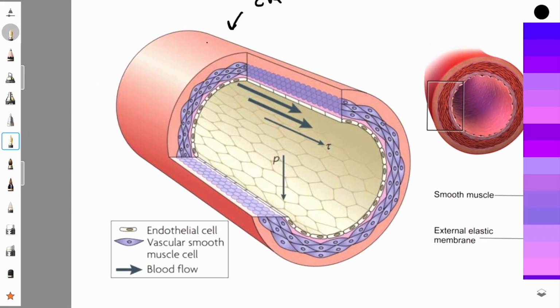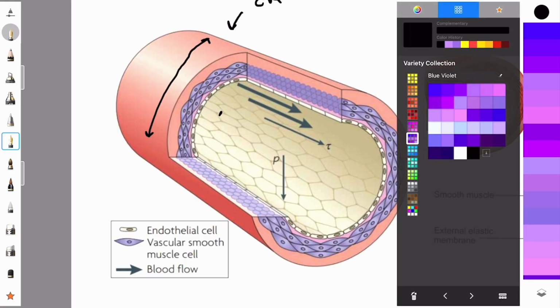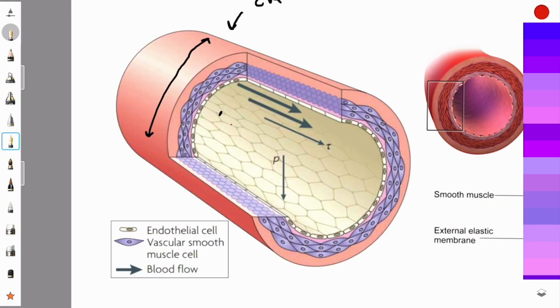We can see that there is an outer layer to the artery. And then once we get inside, we can see that there is a lumen, which would be this yellow area here. And in the lumen is where we have our red blood cells passing through, right? So here's the red blood cells.